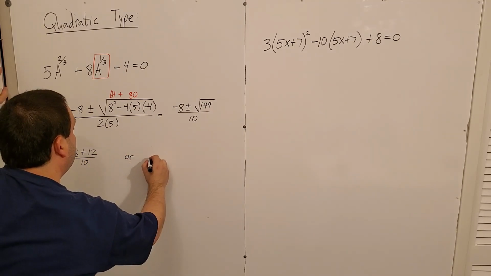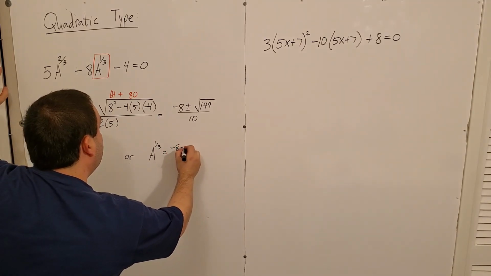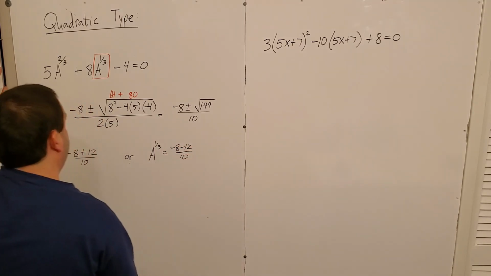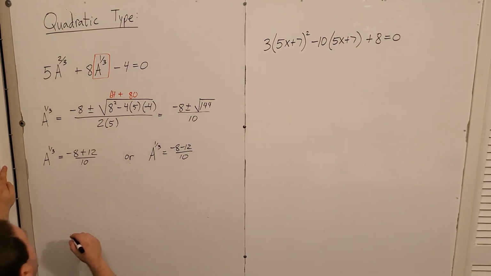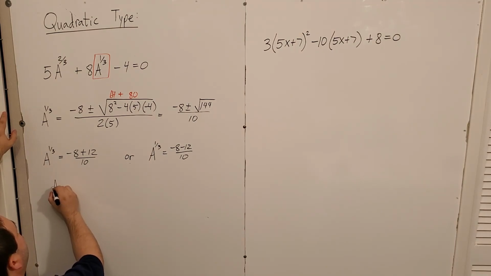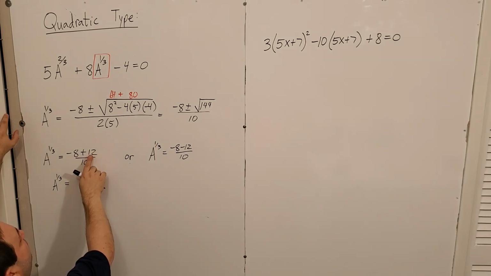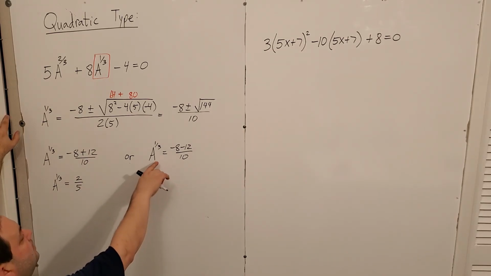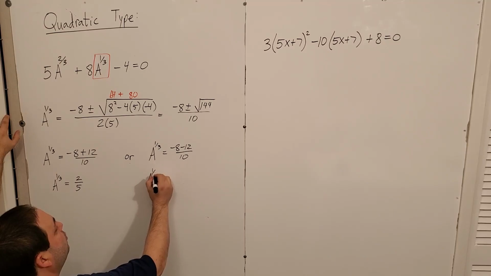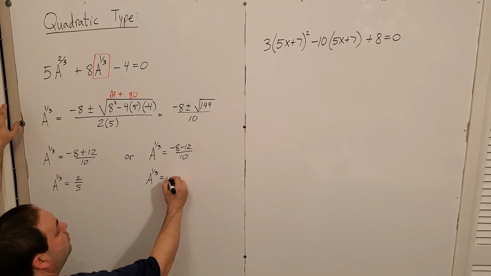or a to the 1/3 is equal to negative 8 minus 12 over 10. All right? Okay. So right here I've got a to the 1/3 is equal to negative 8 plus 12 is 4 over 10. 4 over 10 is 2/5. Over here I have a to the 1/3 is equal to negative 20 over 10, which is just negative 2.